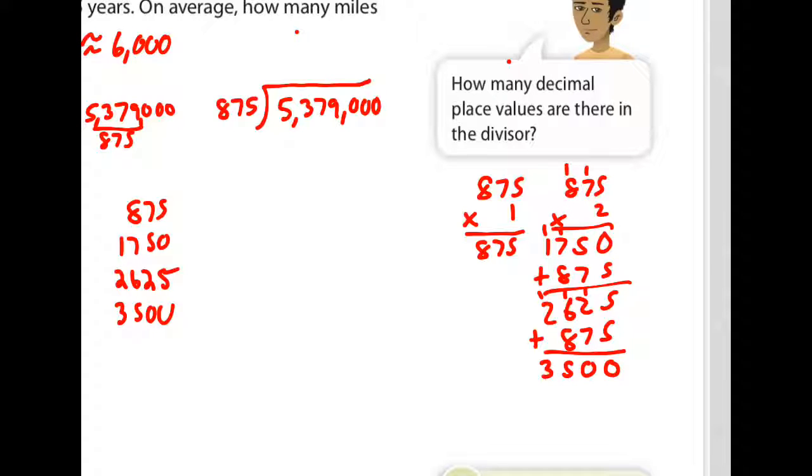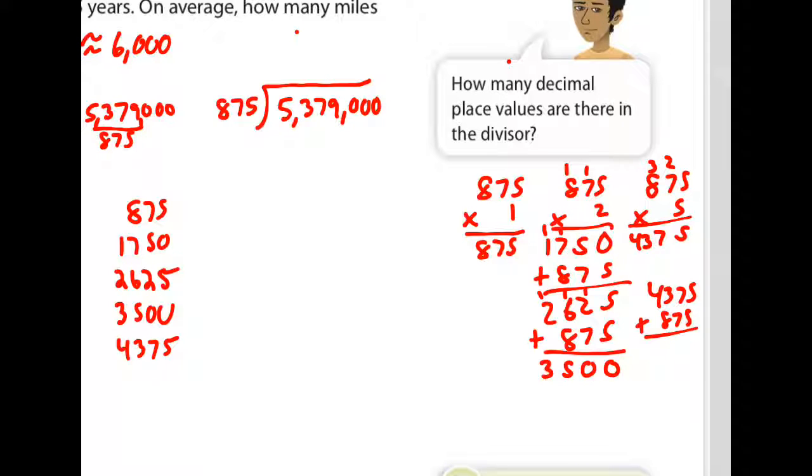I need another one. Let me do 875 times 5. I'm sick of adding. 25. 35 plus 2 was 37. 43. So I'm up to 4375. Okay, let me do another one. Oh my gosh, this is awful. Let's see. 4375 plus 875. That's 10, 15, 12, 5, 52, 50. All right, and that's enough to get started.